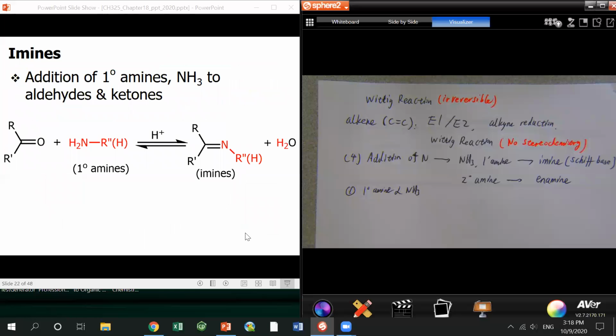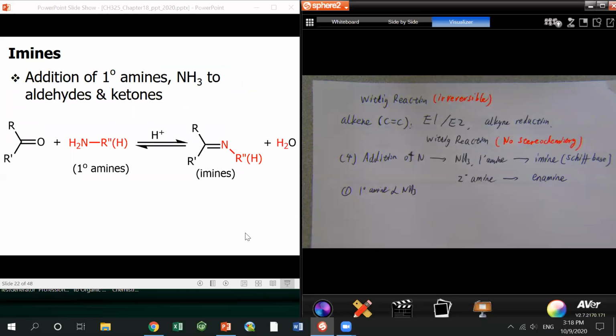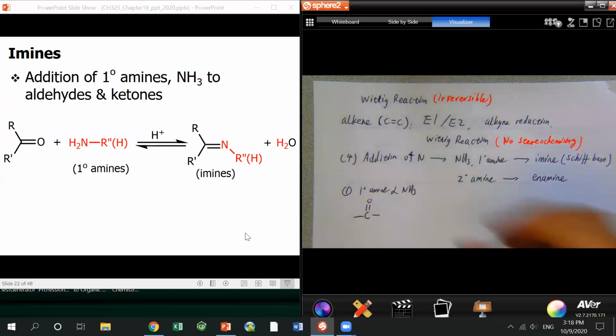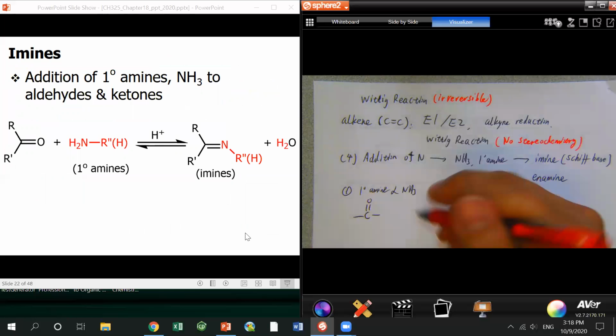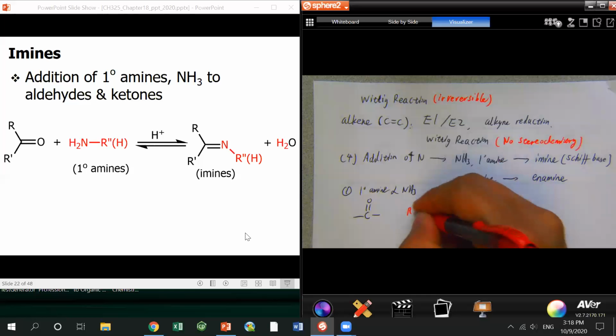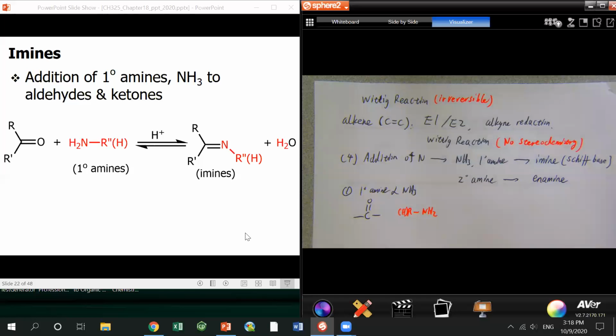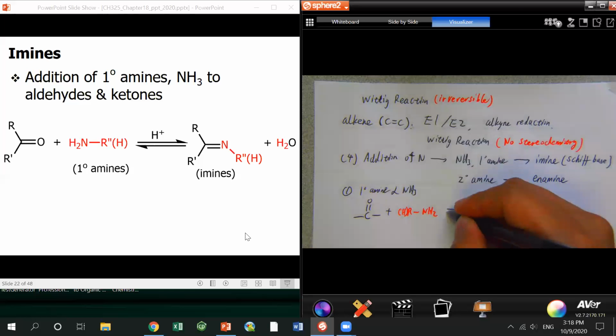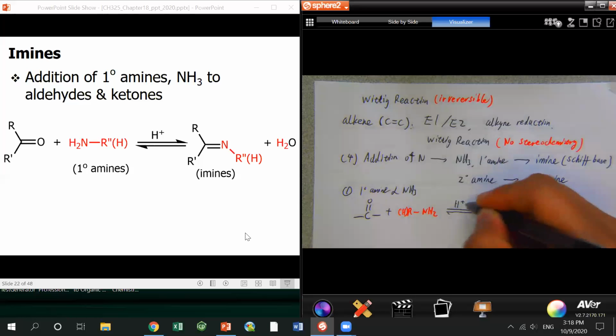All right, so we do the imine formation first. Pretty easy. You have the aldehyde or ketone, and then react with a primary amine or ammonium. This R can also be hydrogen. And for this reaction, you need slightly acidic conditions. It doesn't need to be strong acid conditions.